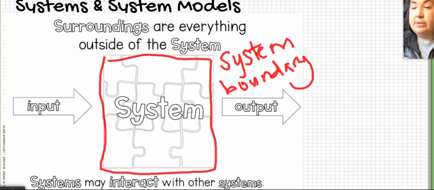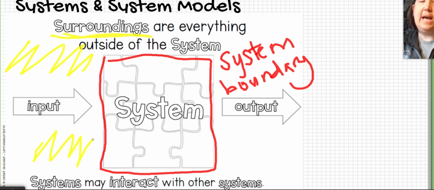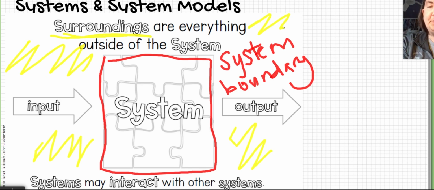Outside of that boundary are the surroundings. So that's everything outside of my system, right? Surroundings, everything outside of my system boundary.